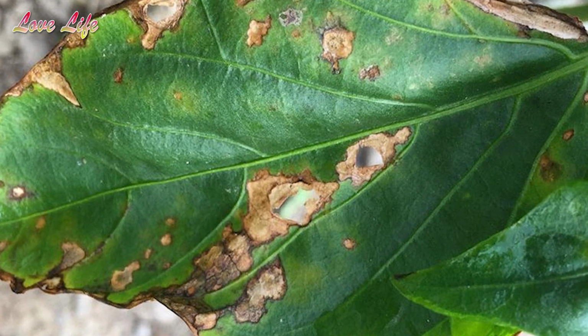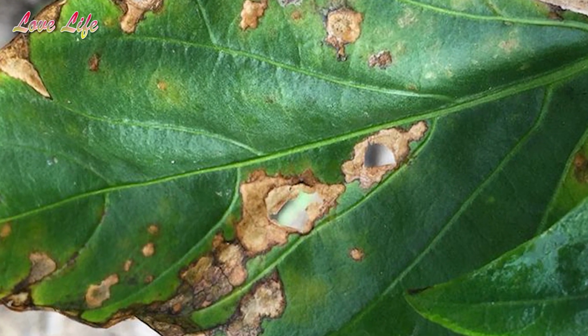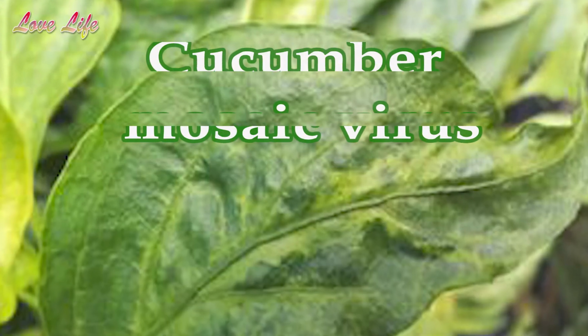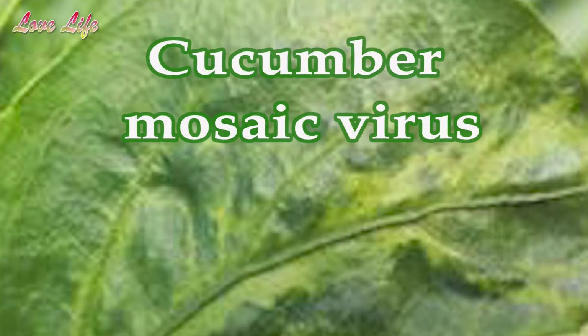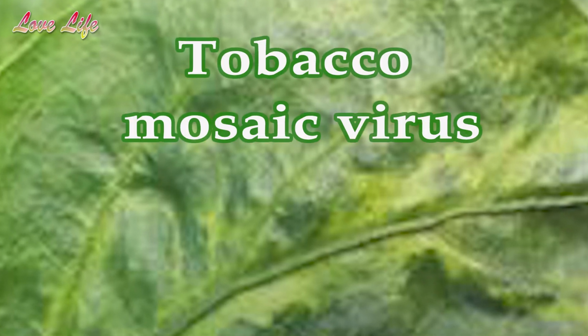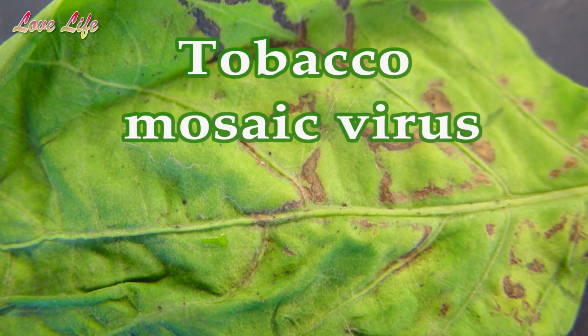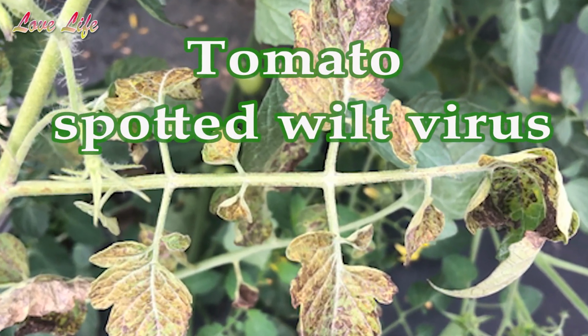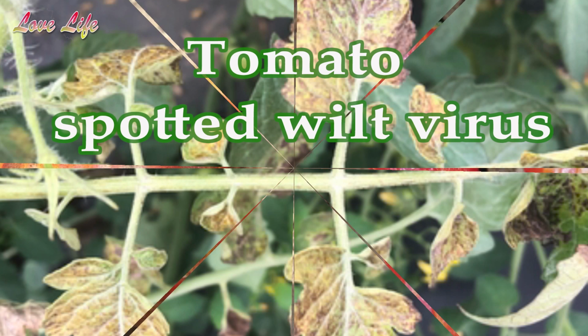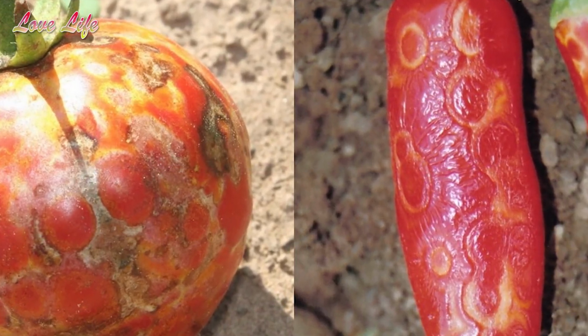Now let's look at the different viral diseases and symptoms. Cucumber mosaic virus causes mosaic patterns on leaves and fruit distortion. Tobacco mosaic virus causes mosaic patterns and leaf deformation. Tomato spotted wilt virus can cause various symptoms, including leaf spotting and fruit distortion.